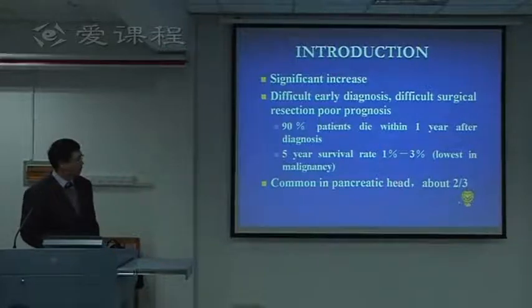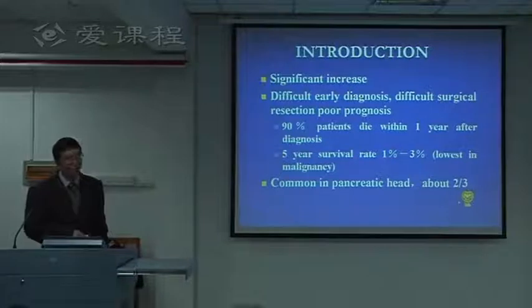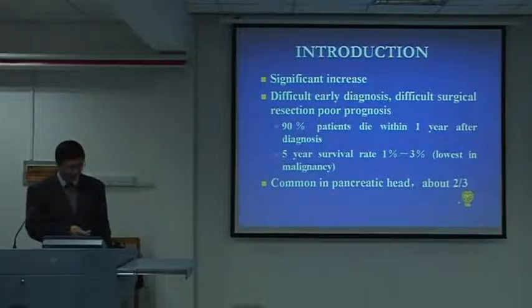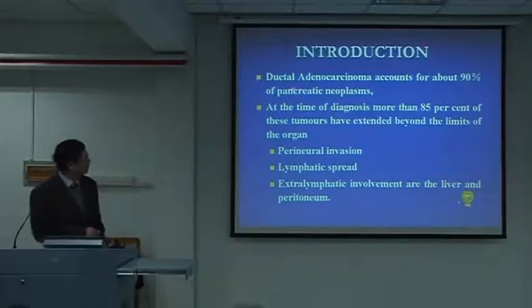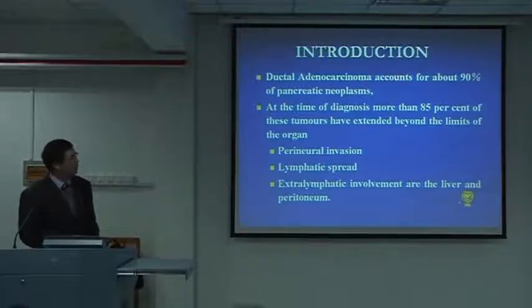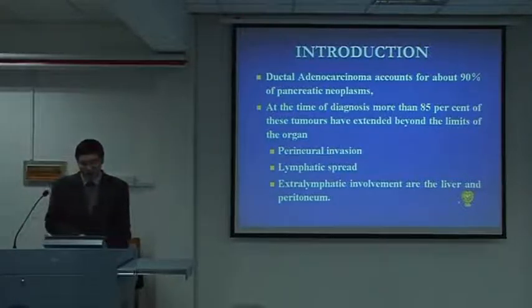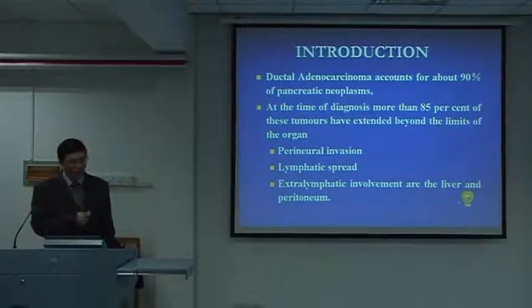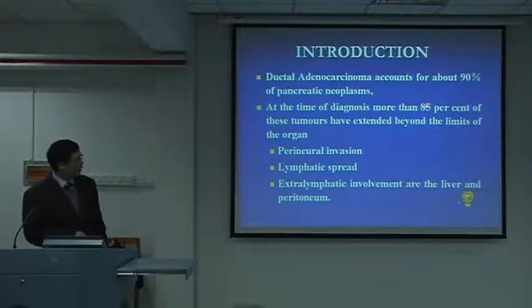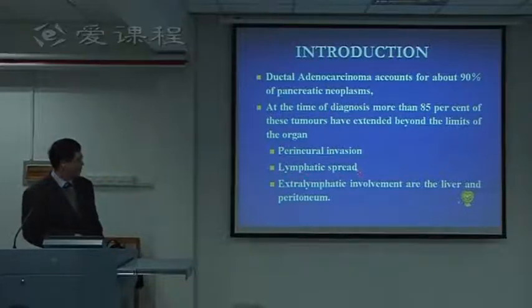And pancreatic cancer is mainly located in the pancreatic head, about 2/3 is located in the head. So in this class, we'll only talk about pancreatic head cancer. The cancer is mainly ductal adenocarcinoma. It accounts for about 90%. At the time of diagnosis, more than 85% of these tumors have extended beyond the limit of the organ. So 85% are at a later stage, extended beyond the pancreas. So mainly perineural invasion and lymphatic spread or liver and peritoneum metastasis. So the most important thing we should do is early diagnosis.